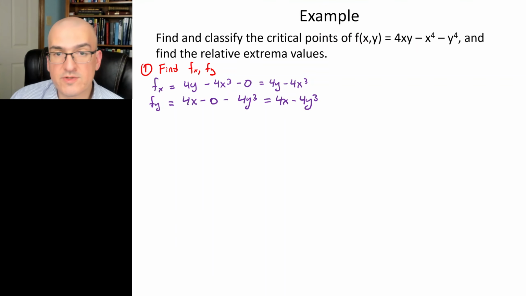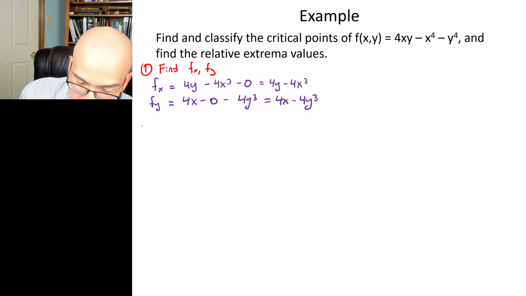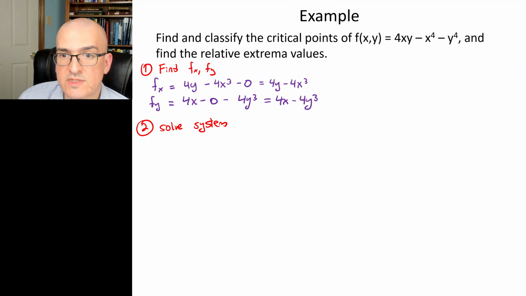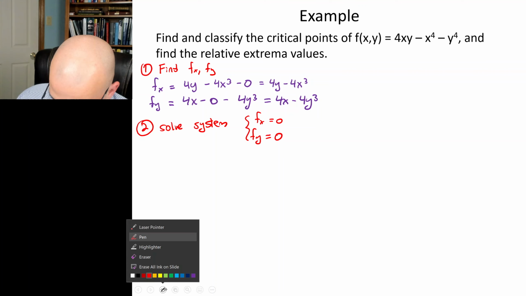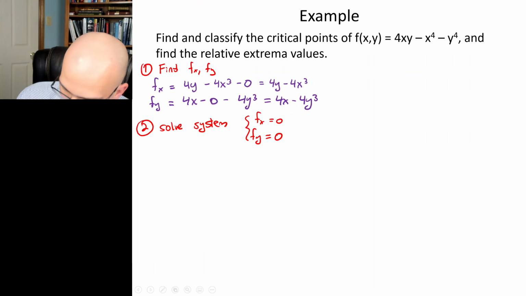Now we're going to do step 2, which is solve the system. This time it's coupled. This time each expression involves both variables. So we're setting the fx derivative to 0 and the fy derivative to 0. So we have 4y minus 4x cubed is equal to 0, and 4x minus 4y cubed is equal to 0.